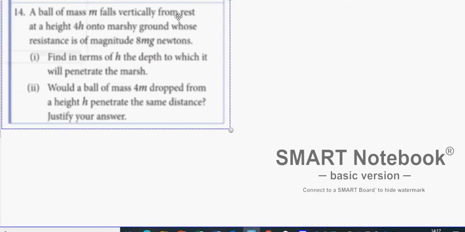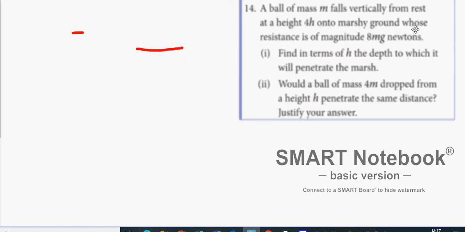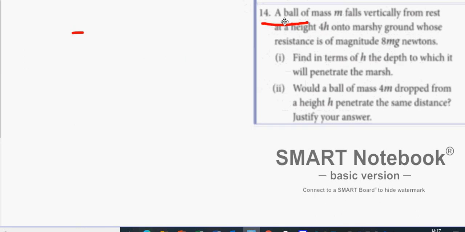Next one. A ball of mass m falls vertically from rest at a height 4h onto marshy ground whose resistance is of magnitude 8 mg newtons. In terms of h, find the depth to which it will penetrate the marsh. Alright, no bother. Well, I need the speed at which it hits the marsh. So here, it falls and hits the marsh here. Then it sinks into the marsh and stops around here.